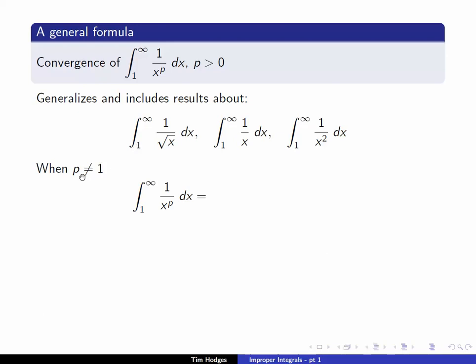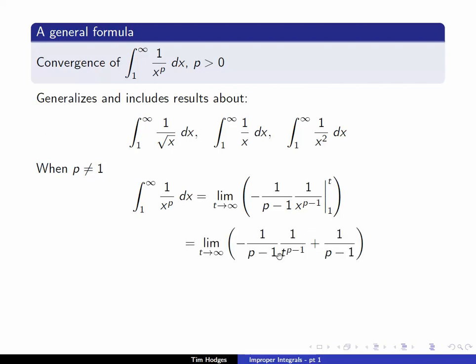So we can do this calculation. If p is not equal to 1, we can do this calculation in one go, because the antiderivative of 1 over x to the p is negative 1 over p minus 1 times 1 over x to the p minus 1. So we want to evaluate that between 1 and t. So we get this expression.